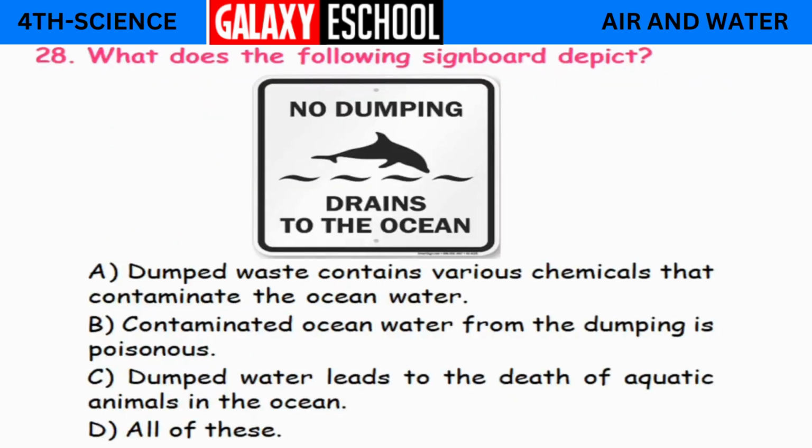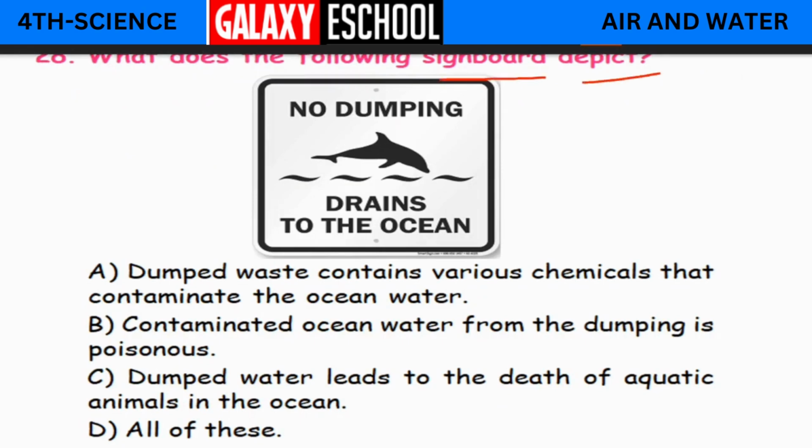Now the 28th question: what does the following signboard depict? Here is the signboard, children. What is written here? No dumping. No dumping drains to the ocean. And you can see a fish or shark in the water. What does it indicate? You can see these signboards near water bodies, especially near a sea, river or ocean. What does it mean? We'll read the options.